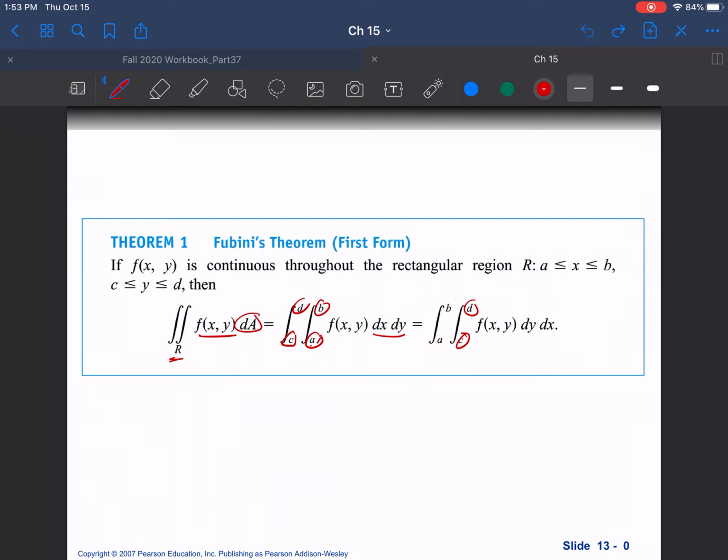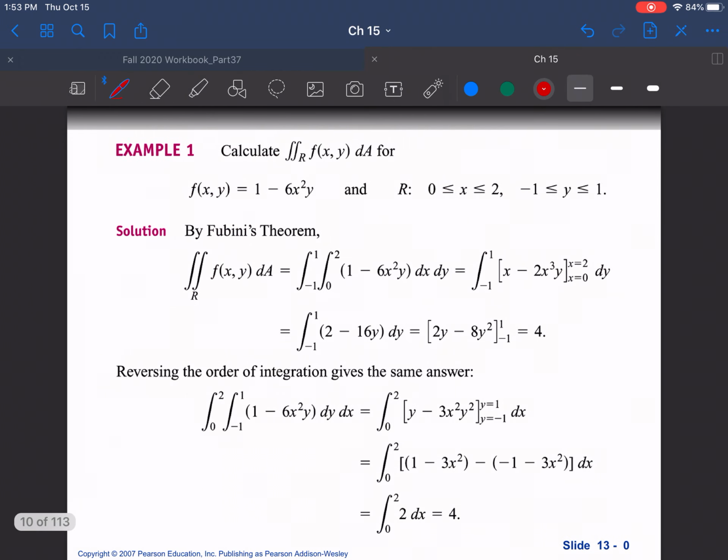So you work kind of inner to out. You would do this integral and then this outer integral, okay? And that's the way you would do that. And either way gives you the same answer. So let's take a look at an example here.